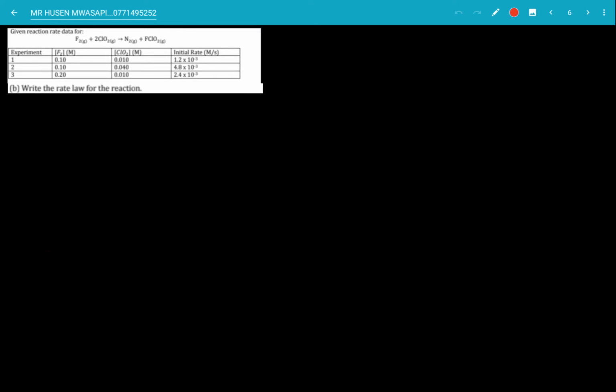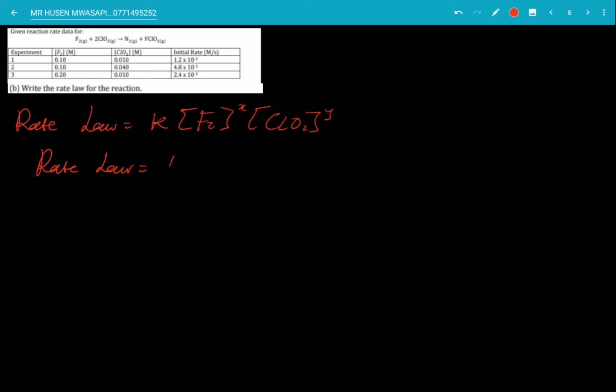Let's move on to the next question. B says, write the rate law for the reaction. So the rate law is simply going to be k, times the concentration of what you have, which are the two reactants, raised to their orders. So we have x, then ClO2, we have y. Plug in for x and y, we have the rate law being equal to k, F2 raised to 1, ClO2 also raised to 1. And that's our rate law.